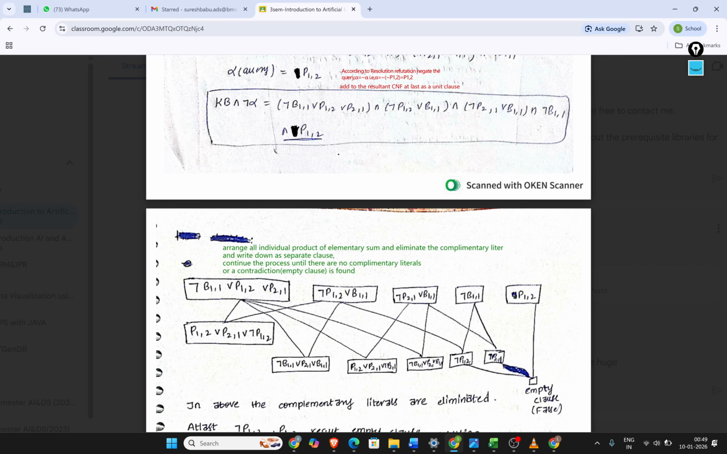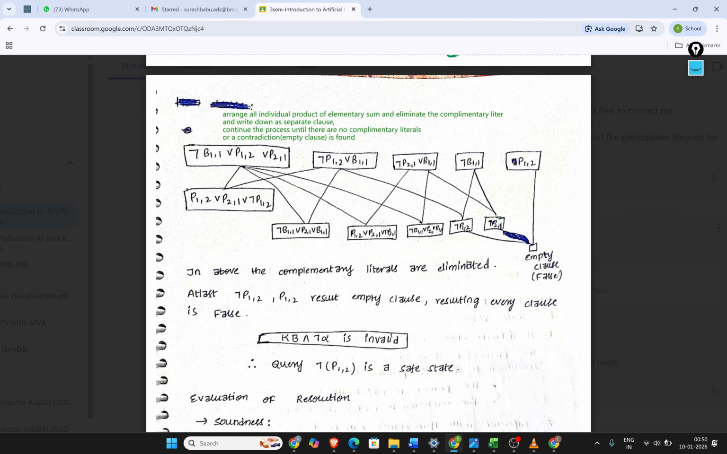Next, we check whether there is any complementary pair. Similarly, you check this one, and at last we get an empty clause, where we combine negation p1,2 and p1,2. If we combine these two, we get the empty clause. That means the negated query stated here is invalid. If the negated query is invalid, then our original query becomes valid. Why? Because we have applied refutation, that is proof by contradiction.